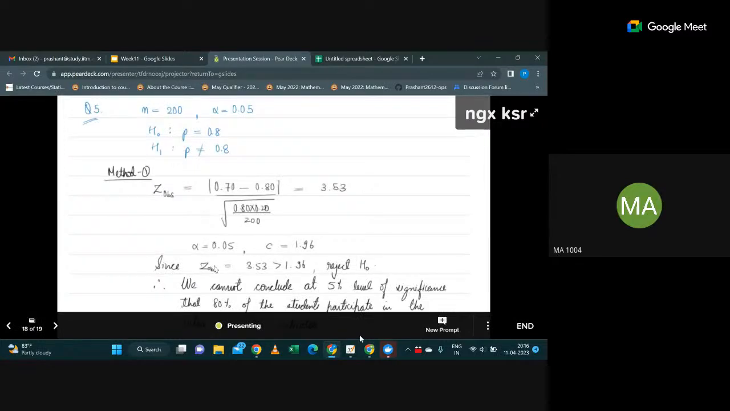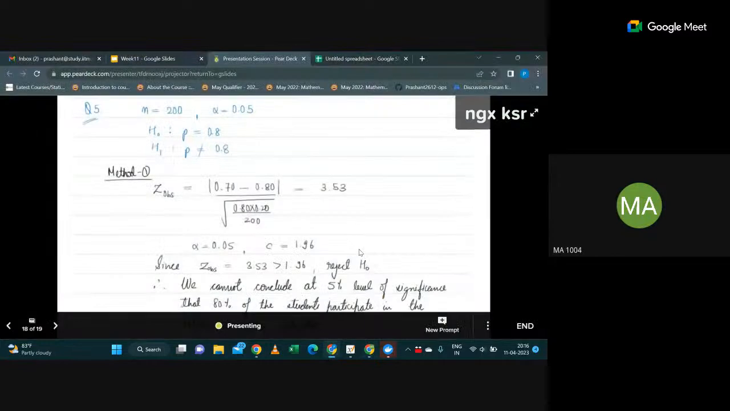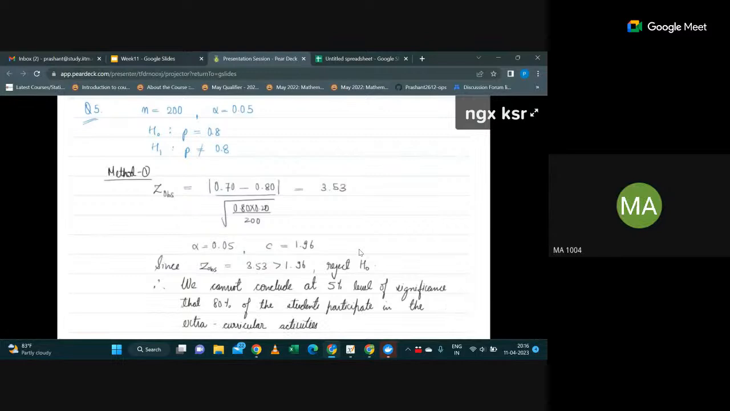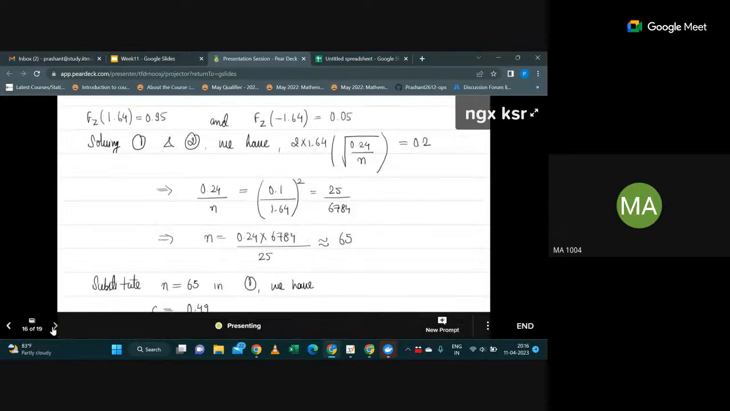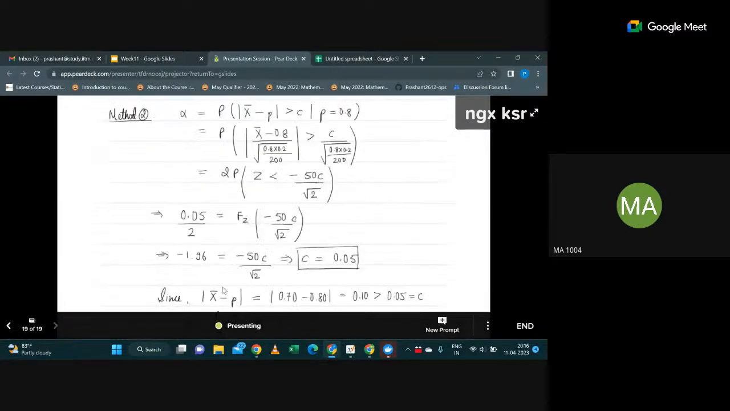Clear? Yeah. So, sir, in method one, x bar is 0.70. It's given in the sample, right? 70% of them are participants in extracurricular activity in the school. The same thing we have done here, right? Where do I get this x bar? This x bar is given in my question. This p I got from my hypothesis.